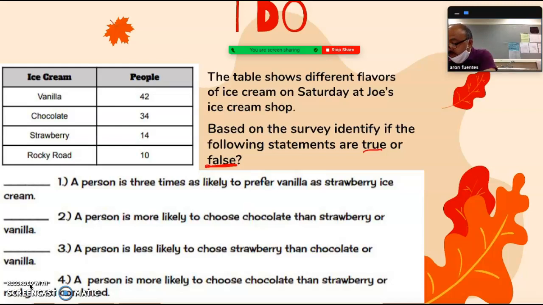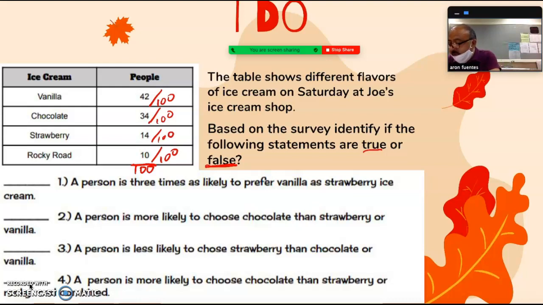So if I add them all up, the total number of flavors is 100. Now I know that it's favorable over total, so it's 42 out of 100, 34 out of 100, 14 out of 100, and 10 out of 100. Okay, and I'm going to leave it at that right now.